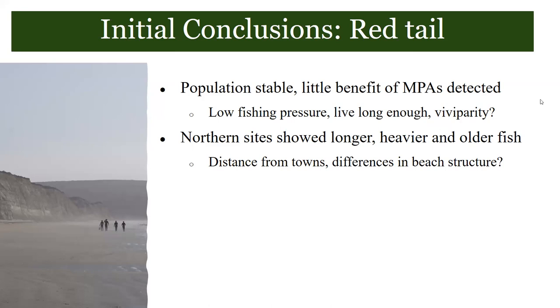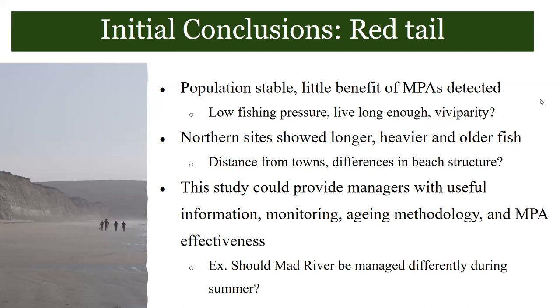Now, these data are really interesting, right, from our perspective, but for managers, they could be useful for monitoring and aging methodology and MPA effectiveness. So one example is that Mad River site, where we found more females, could mean that there is an area nearby where the females are reproducing, are giving birth, right? So that site could potentially be managed differently than the other sites along our coast.